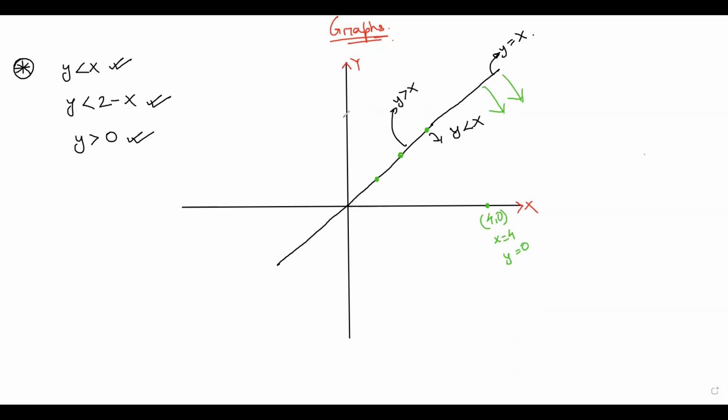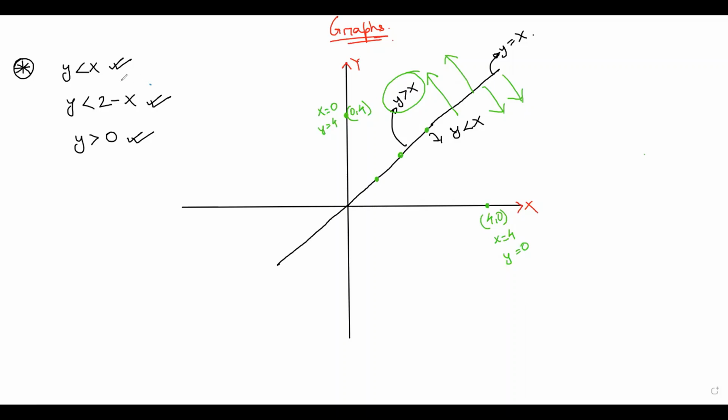In a similar way, let us consider a point in the region y greater than x. For example, let us consider a point here, say (0, 4). So here the value of x is 0 and the value of y is 4. And we know that 0 is less than 4. That is, the value of y is greater than x. So y greater than x would be represented by this region.